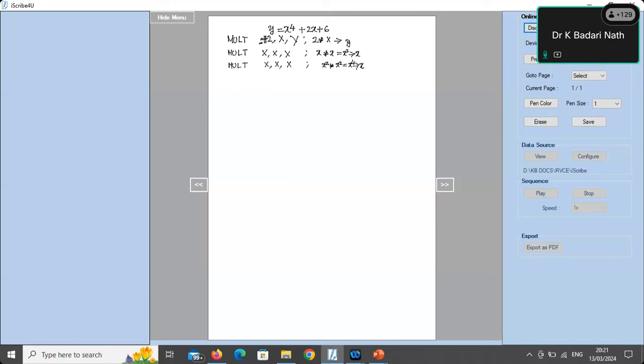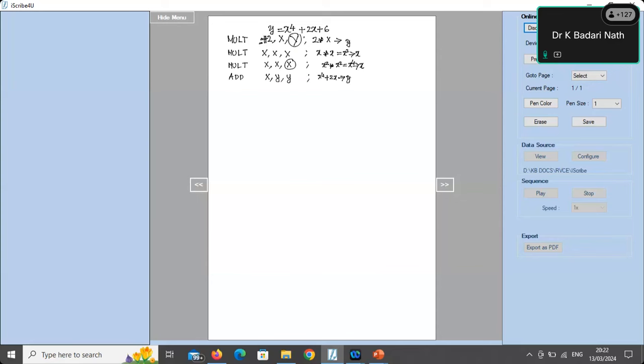X to the power of 4 is there already. Now Y already contains 2X, and X contains X to the power of 4. I will add both of them, so add X and Y and store the answer in Y. So what does Y contain now? X to the power of 4 plus 2 into X, and the answer is stored in Y.